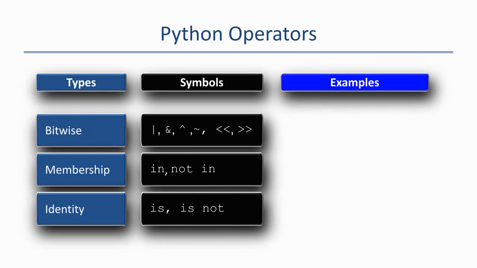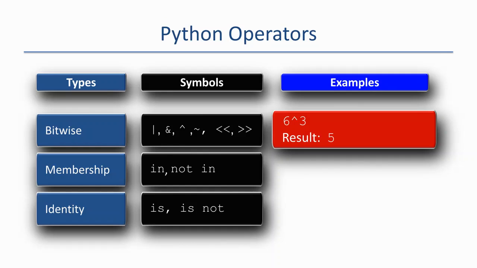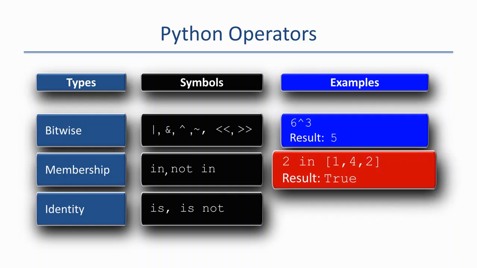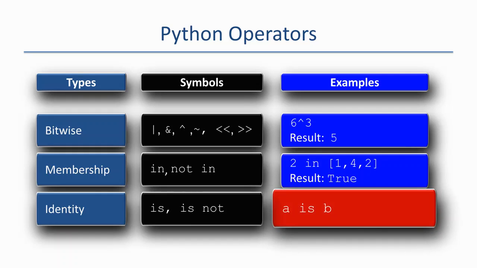And here are very simple examples of using these operators. For example, when you say 6 exclusive OR with 3, the result would be 5. Or when you say 2 in the list of 1, 4, 2, the result would be true. Again, do not worry about these. These are just samples. And then A is B means if A and B are pointing to the same object, then the result of this operation would be true.